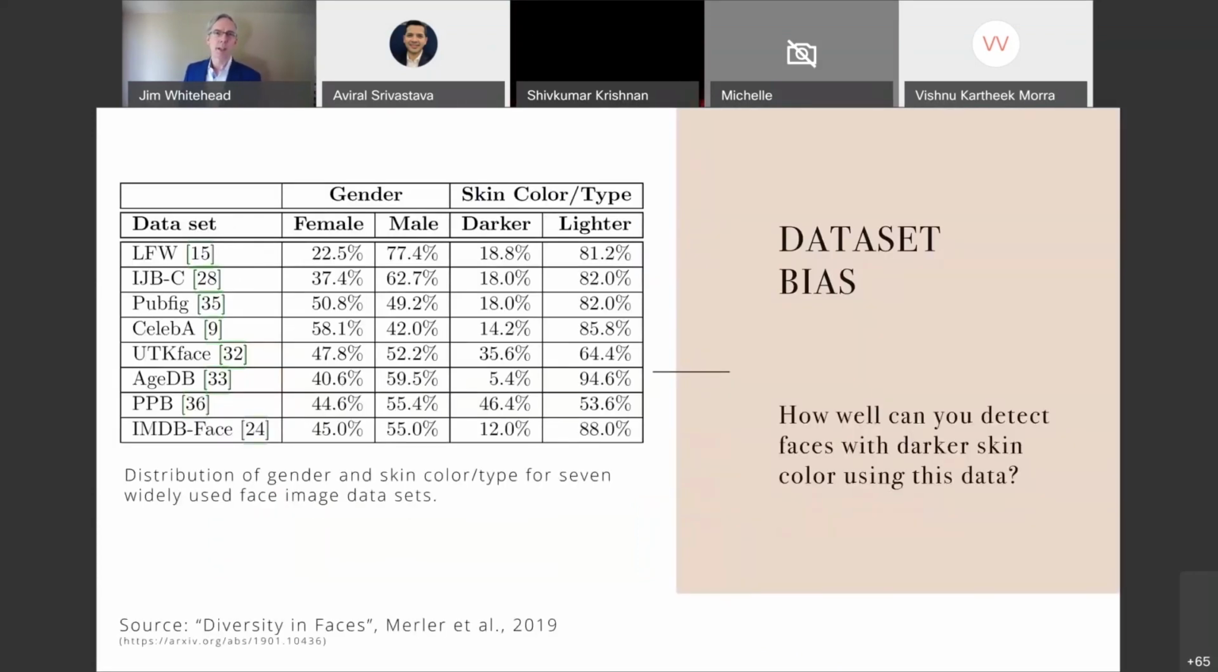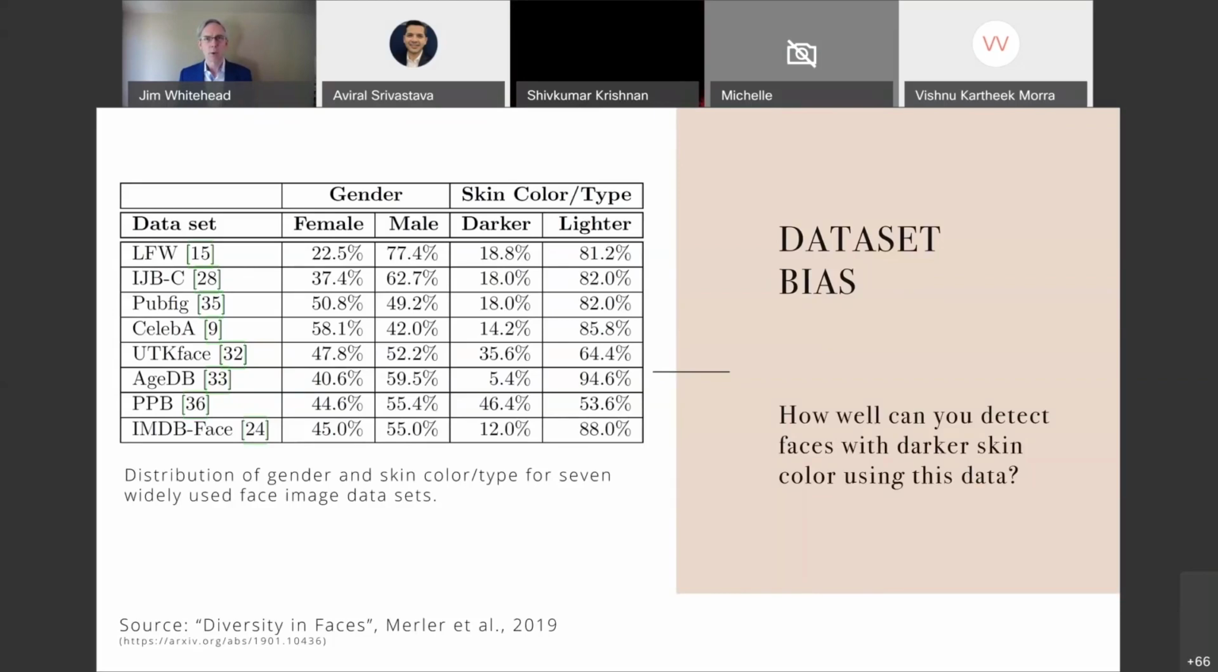Okay, so let's hop into data set bias. One of the more familiar examples of data set bias is the data sets of facial images, or images of people, that are used in training neural networks to do facial recognition. There was a recognition a few years ago that these data sets that are currently out there and widely used for training facial recognition are quite biased.